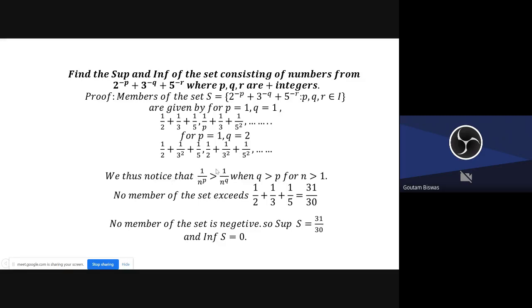Now we see that in general 1 by n to the power p is greater than 1 by n to the power q for n greater than or equal to 1 and q greater than p.